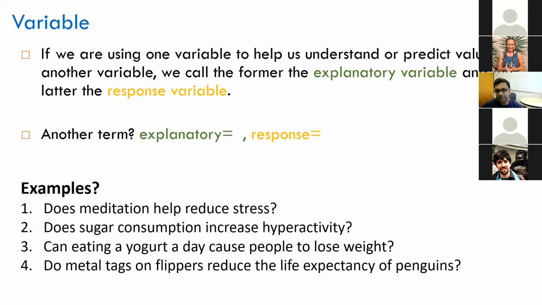And do metal tags on flippers reduce the life expectancy of penguins? So there's a study where you put metal tags on penguins to study penguin behavior and life expectancy. So what you do is you use different metal tags, and then measure the life expectancy of penguins. So you measure the life expectancy, which is your response variable or dependent variable, and then the other one, the metal tags, is the explanatory variable. So is it clear?